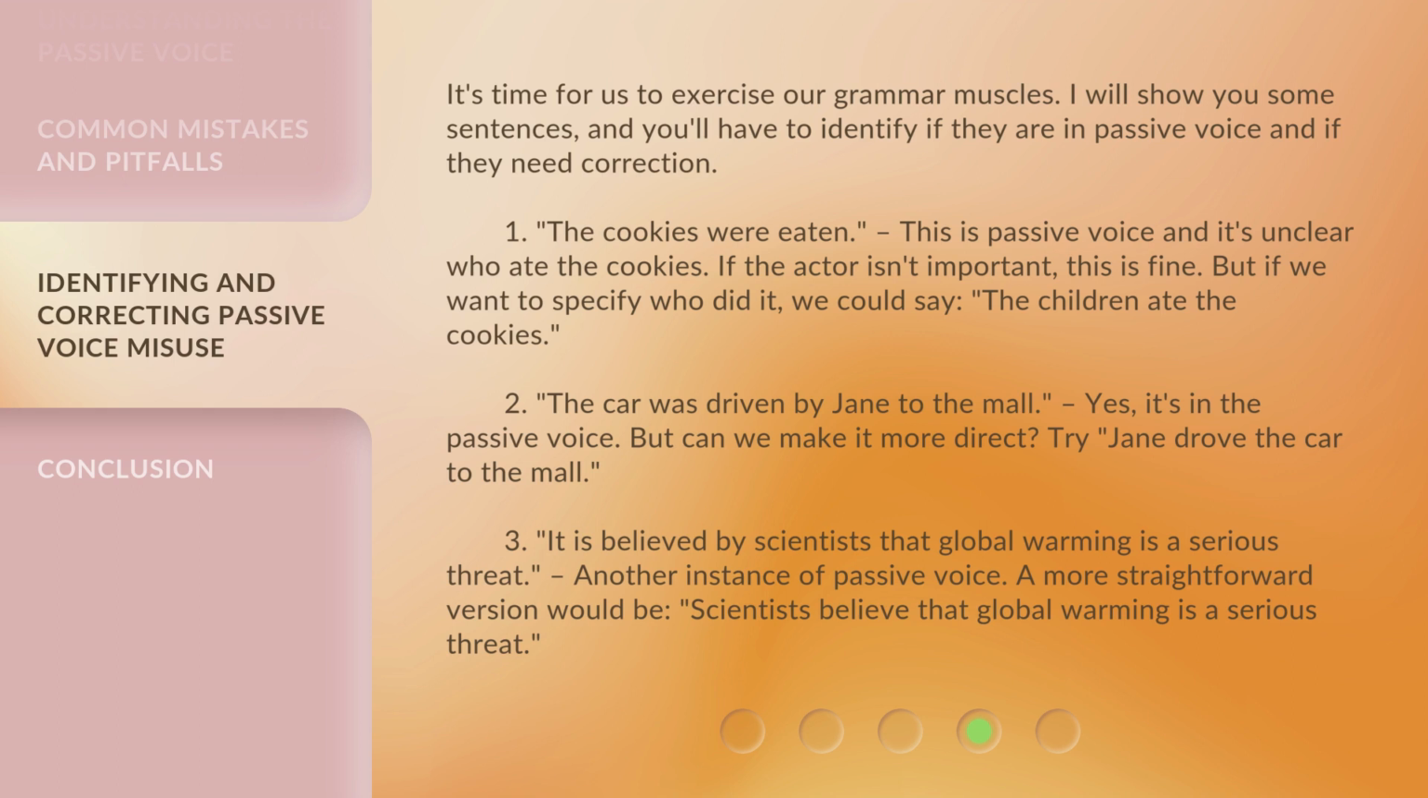2. "The car was driven by Jane to the mall." Yes, it's in the passive voice. But can we make it more direct? Try, "Jane drove the car to the mall." 3. "It is believed by scientists that global warming is a serious threat." Another instance of passive voice. A more straightforward version would be, "Scientists believe that global warming is a serious threat."